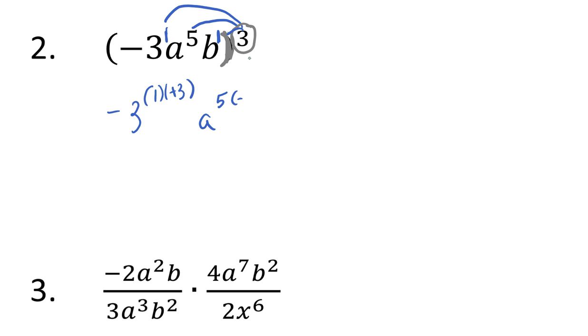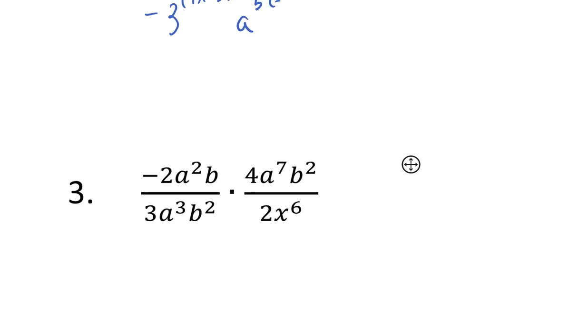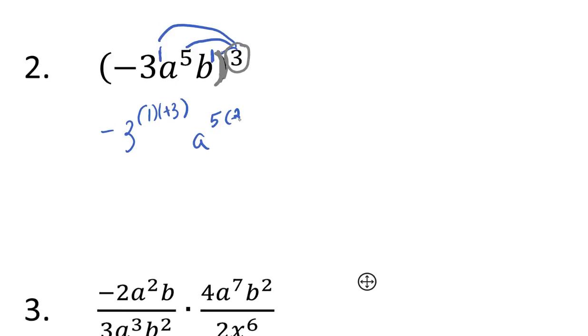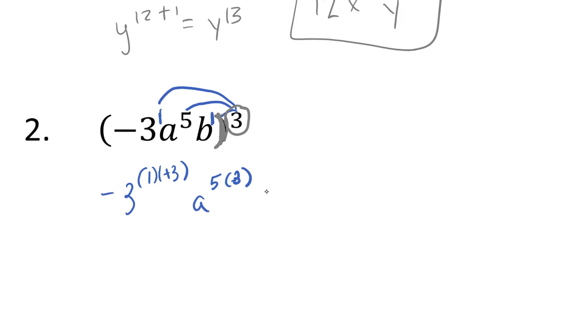let me fix that. Oh, what's going on here? There we go. a to the 3rd, a to the 5th times 3. And then we're going to have b to the 1st times 3.